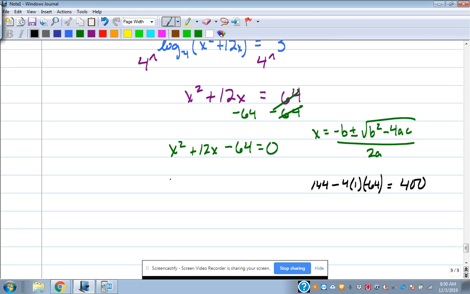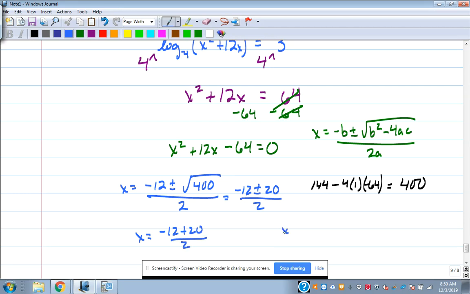So that helps us. When we do our quadratic formula, negative 12 plus or minus radical, divided by 2, it'll be negative 12 plus or minus 20 over 2. So I'm going to work those out. Negative 12 plus 20 over 2, negative 12 minus 20 over 2. That'd be 4 and negative 16. So those are our 2 possible solutions.